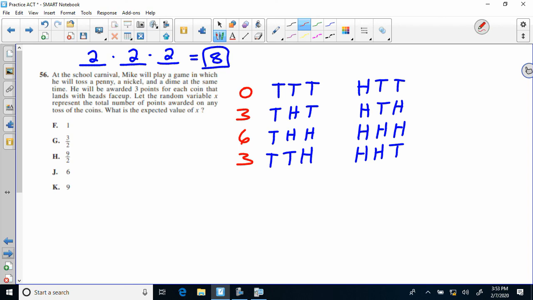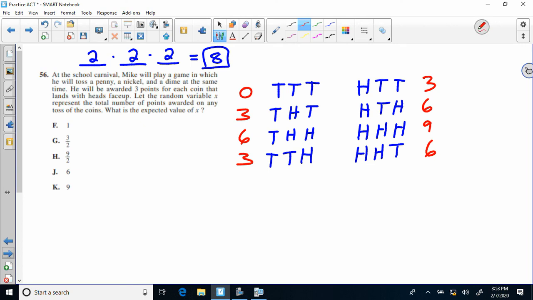because we have 1 head. On the second column, you have 1 head, so that's 3 points. The next one down, you have 2 heads, so that's 6 points, 3 for each one. The next one down, you have 3 heads, so you get 3, 6, 9 points. And your last one, you have 2 heads, which is 6 points.